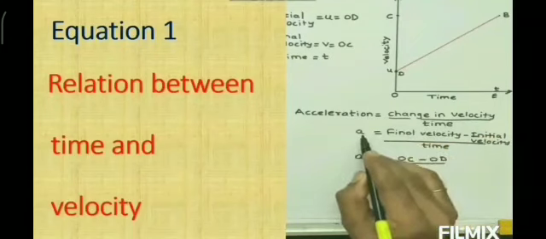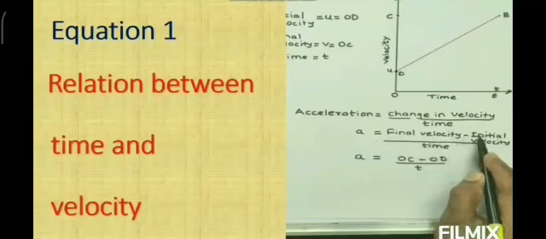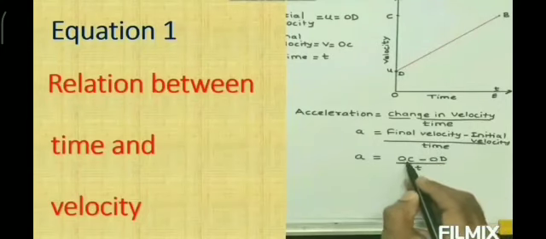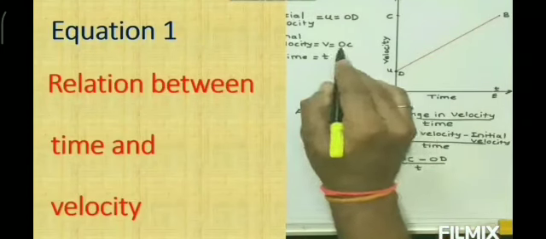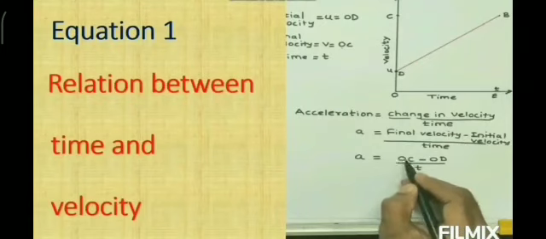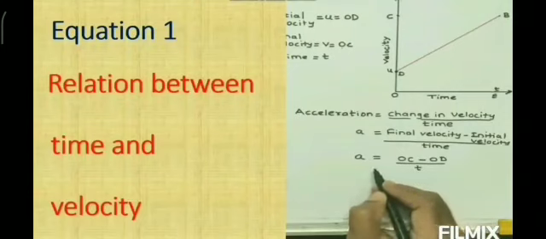Therefore, A for acceleration, A is equal to final velocity minus initial velocity upon time. What is the final velocity here? OC. OC is the final velocity. Therefore, we can write A is equal to OC minus OD upon T. T is time. Now, let us bring this T on the left hand side.